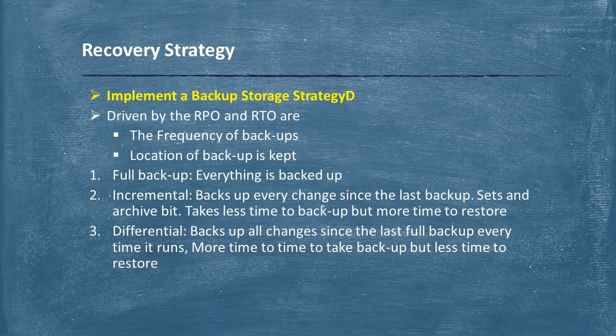Now the types of backups, what one should take, it depends. Full backup means everything is backed up. It is going to take time for both backing up and restoring. Incremental backs up every change since the last backup. Internally it sets an archive bit. This takes less time to back up but more time to restore. Differential backup backs up all the changes since the last full backup every time it runs. More time to take backup but less time to restore. These are all to be considered, and depending on the application, depending on the business, this strategy is to be decided.